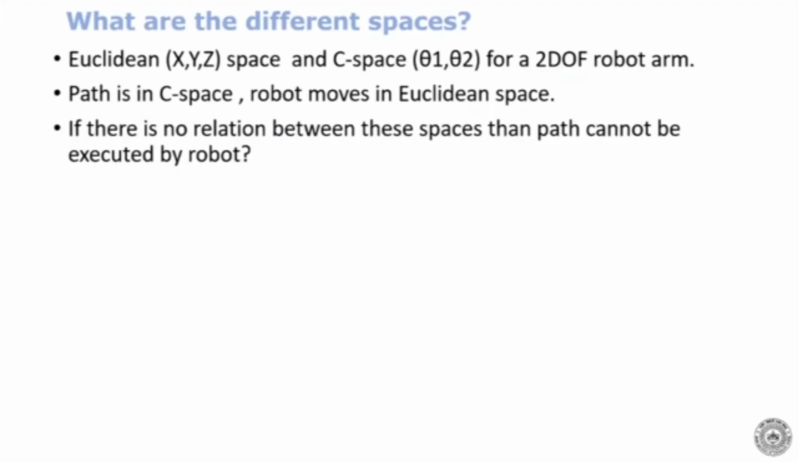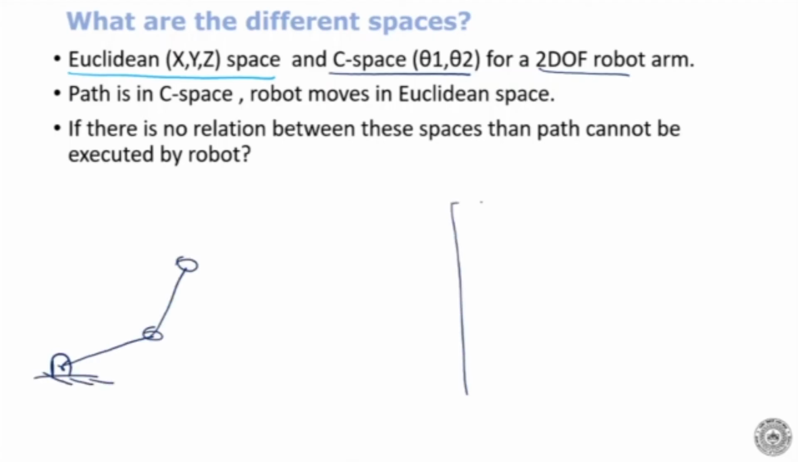Now, what are the different spaces? We are talking about the topology of space, right? Euclidean space is XYZ, the three-dimensional Euclidean space we are familiar with. We also call it Cartesian space. C space is theta 1, theta 2 for the 2 degree of freedom arm we talked about. Now the path is planned in C space, right? So I have a link like this, a 2 degree of freedom link, and I drew the equivalent with an obstacle maybe.